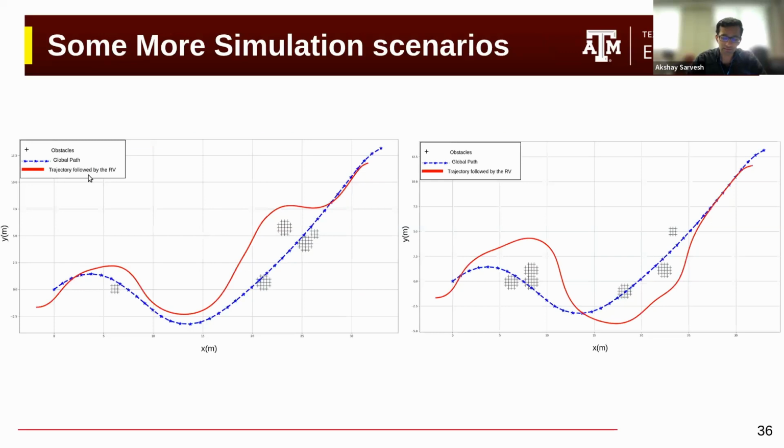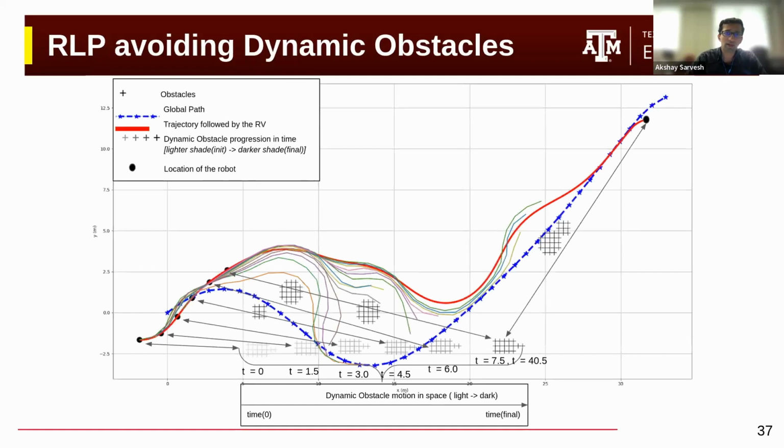We can see a few more scenarios where the reshaping local path planner successfully avoids obstacles along the global path. Let me also show you a scenario of dynamic obstacles. What happens when there are dynamic obstacles present in the obstacle avoidance scenario that we're trying to build?